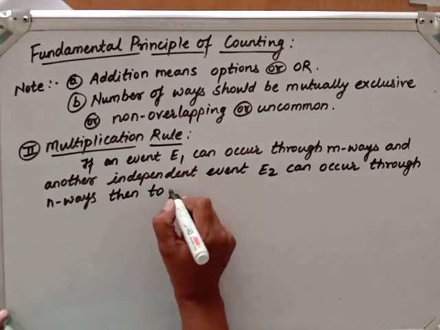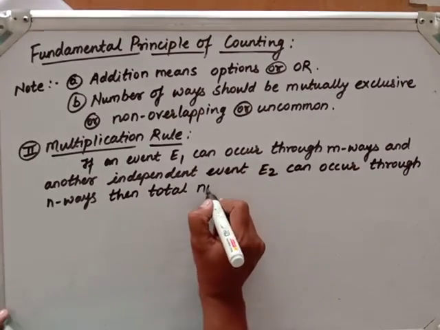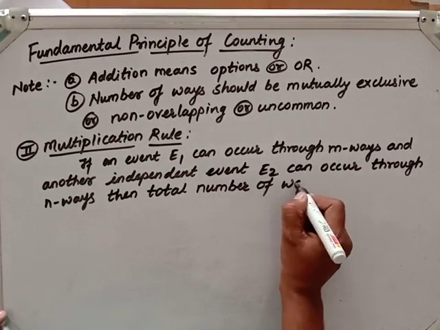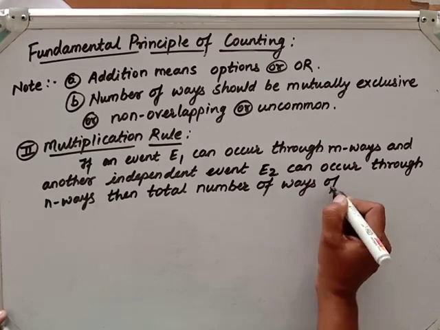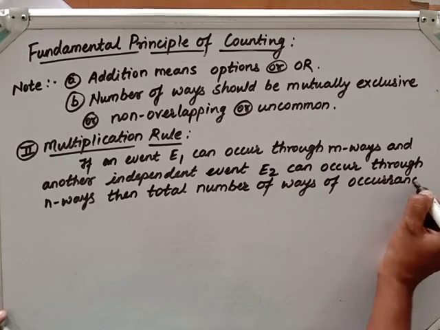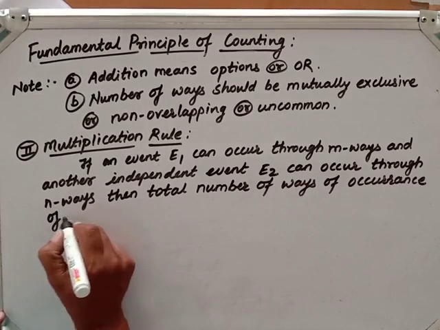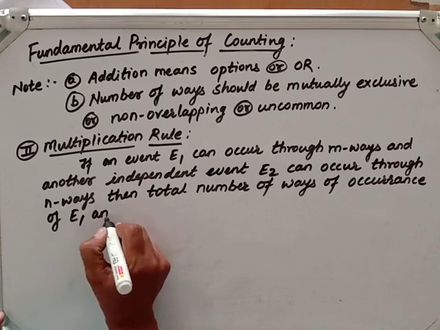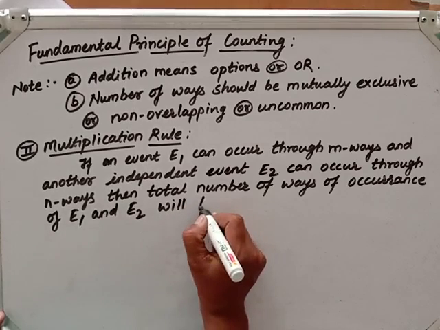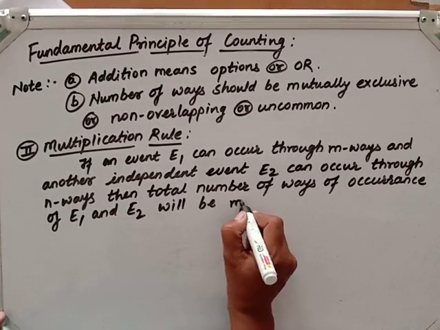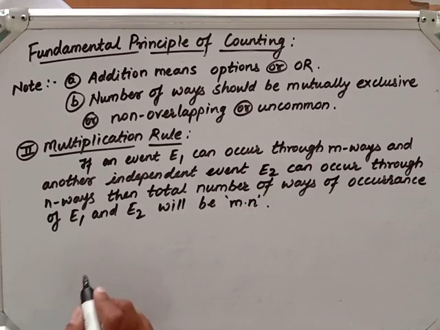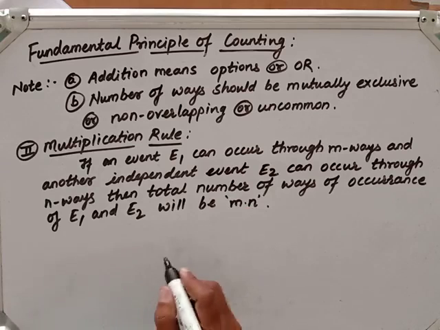Then the total number of ways of occurrence of E1 and E2 will be how many? Will be m into n, a product of them. Now the same concept will be here.